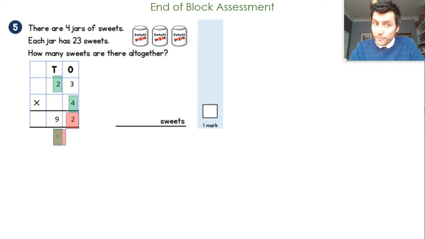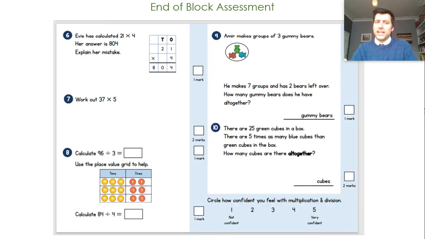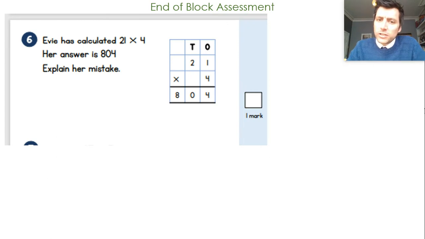Did you get that one? I hope so. Next page, onto the second one. Evie's done something silly. Poor old Evie, I'm sure she wouldn't in real life. So Evie, 21 times 4.